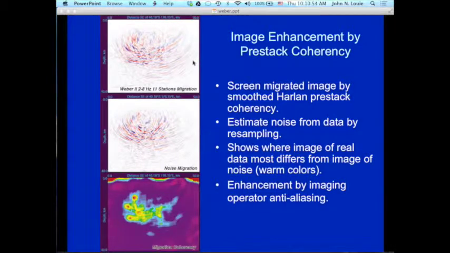So we talked now about the Harlan coherency criterion. Here's the summed migration of 11 stations, 500 events. No, actually, this is just the 300 Weber 2 events, filtered down to 2 to 8 hertz, and then migrated as backscattering. The slab interface is in here. It should be dipping to the left at about 5 degrees. So here's the result. And as you can see, I did not apply an obliquity factor for this one. I was looking for structure in any direction.